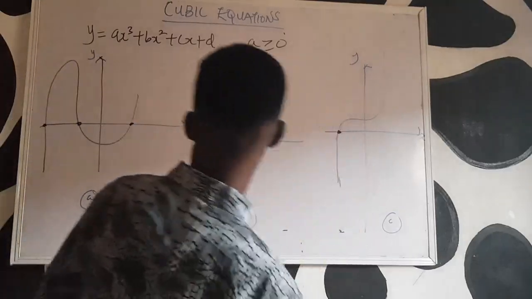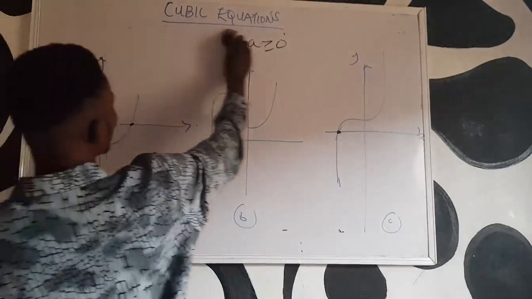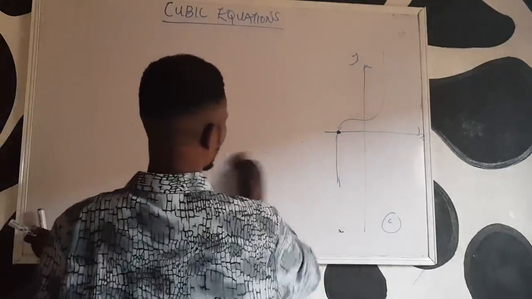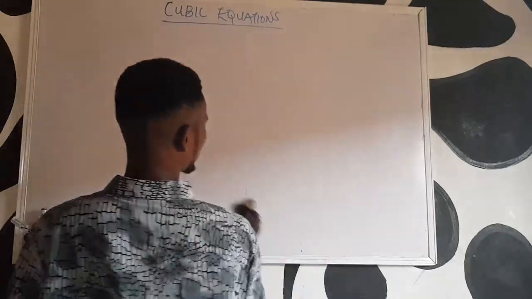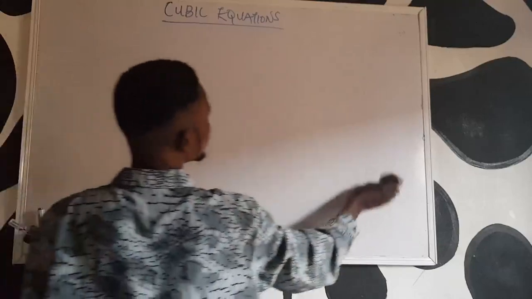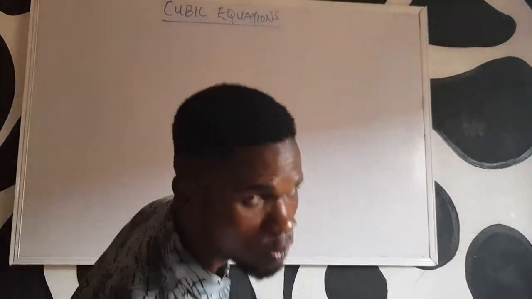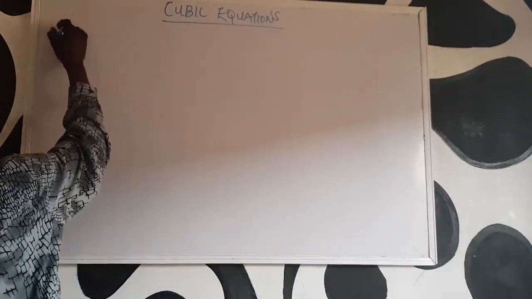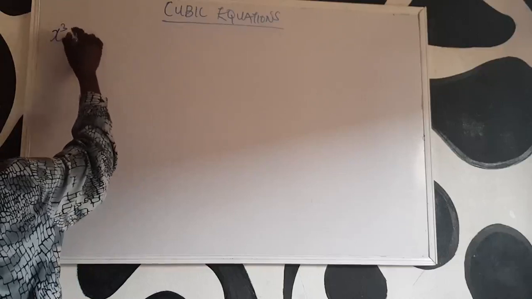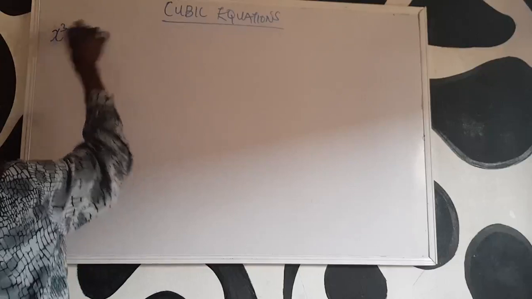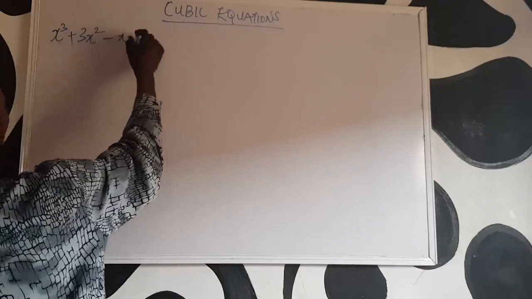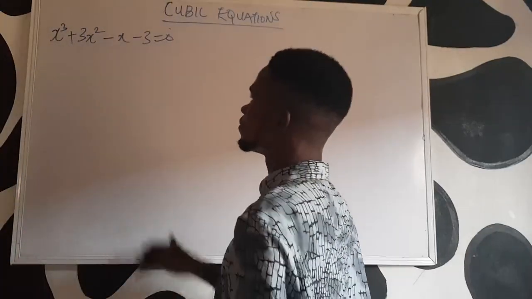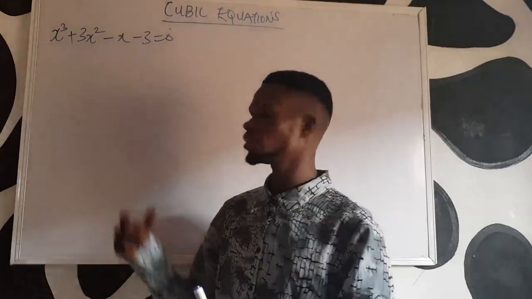So let's take an example of a cubic equation. Let's find the roots of the cubic equation and sketch. Find the roots of x cubed plus 3x squared minus x minus 3 equal to 0. So find the roots of this cubic equation and sketch.